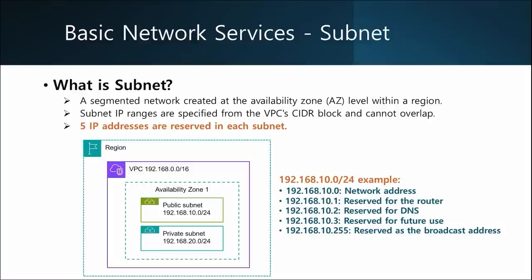Each subnet has 5 IP addresses reserved and used. This includes the network address, the reserved router address, the reserved DNS address, another reserved address, and the broadcast address. These reserved IP addresses are used for internal operation and management of the network.